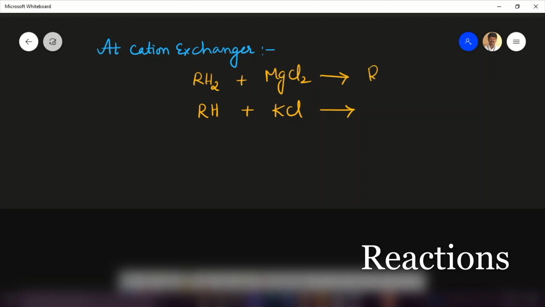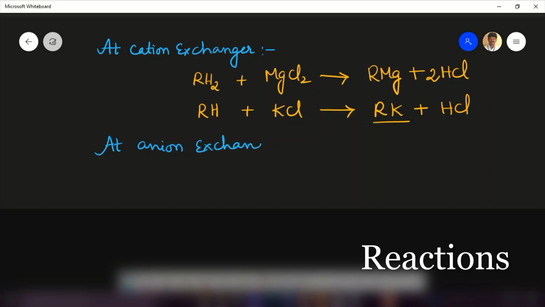For example, here the magnesium is taken up by the cation exchange resin and the water is now free from cations. Similarly, the potassium is taken up by the cation exchange resin and the water is now free from cations. So this is how cation exchange resin takes up the cations present in the water. Now we are going to pass the cation free water into the anion exchanger.